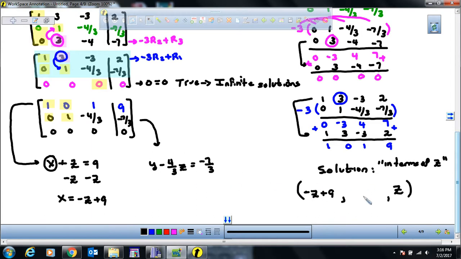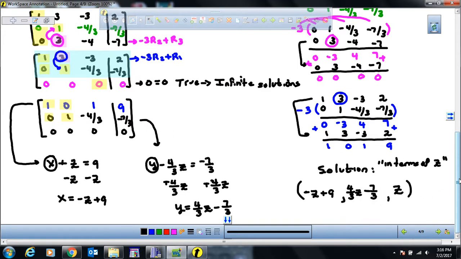Now, to find the value of y, all we gotta do, we need to solve for y on this middle equation. So we just need to add the 4/3 z to both sides, so we can leave the y by itself. So that gives me y equals to 4/3 z minus 7/3. That equation is going to generate all of the values of y.